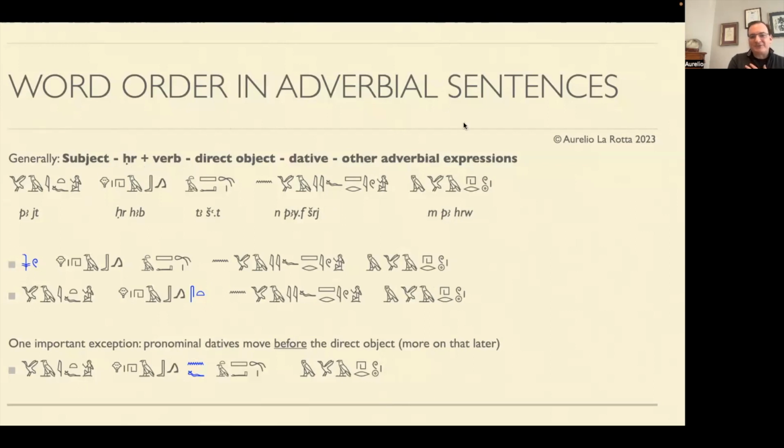Namely, how the word order works in adverbial sentences. And the good thing is, it's pretty much like in English, with one exception. So generally, you put the subject first, then the verb, or later, simply the verb. Then you put a direct object, for example, I give the book. Then a dative object, to the man, for example. And then all other adverbial expressions, like in the hallway. I give a book to the man in the hallway, or something.